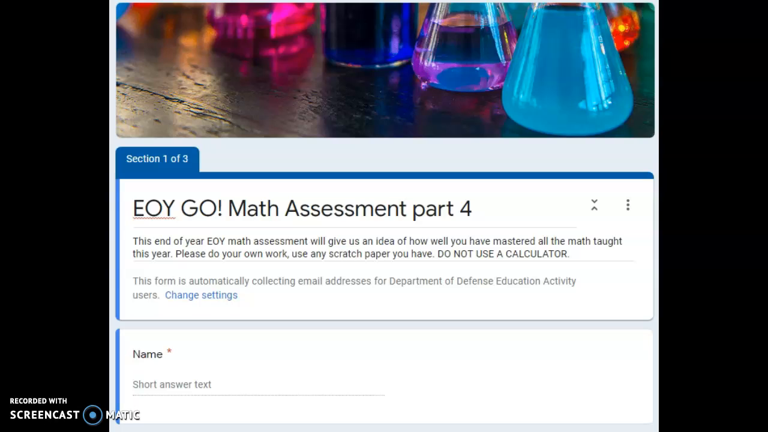End of the Year Go Math Assessment Part 4. Get out your scratch paper, a sharpened pencil, and an extra eraser. Please make sure that you take your time solving each of the questions.